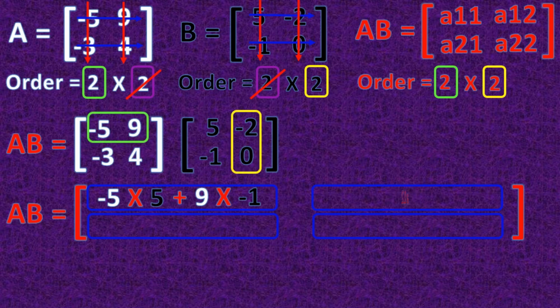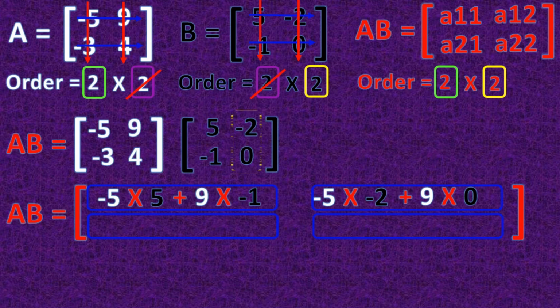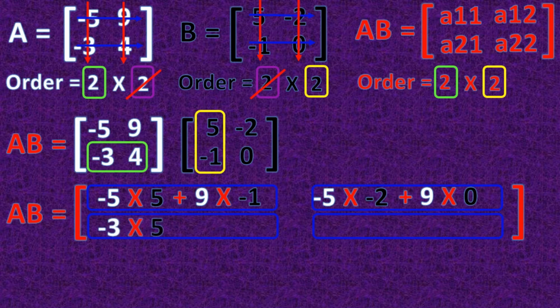Similarly, the second element place will be of the style 12, means first row and second column. Now multiply first by first, means minus 5 multiply by minus 2, plus second by second, means 9 multiply by 0. Now the third place will be A21. A21 means second row, first column. Let's multiply first by first, minus 3 multiply by 5, plus second by second, 4 multiply by minus 1.